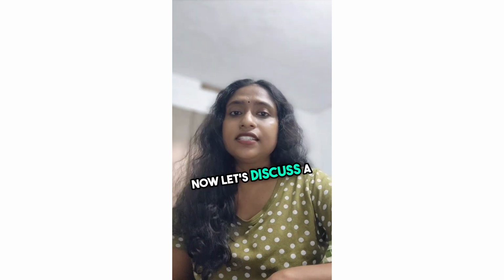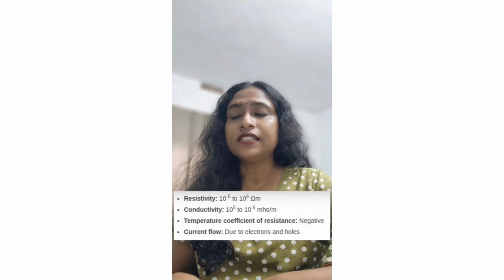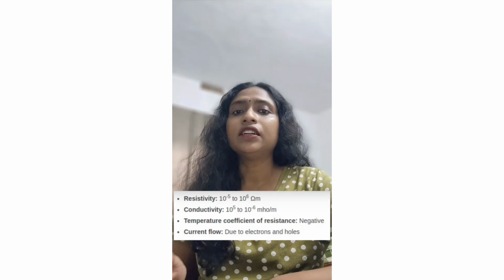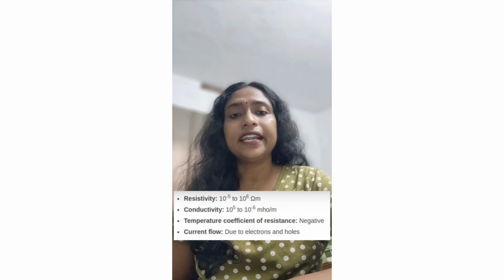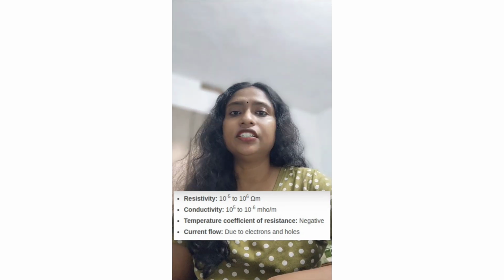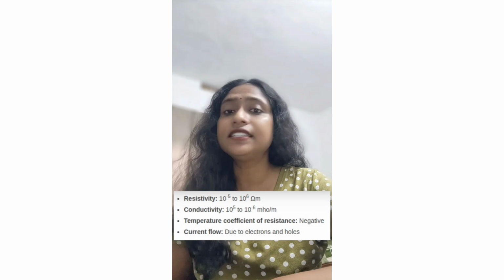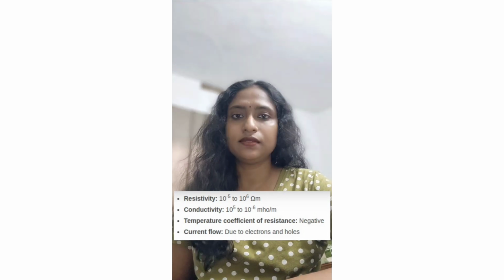Now let's discuss a few important points to be remembered about semiconductors. First one is resistivity, 10^-5 to 10^6 ohm meter. Conductivity, 10^5 to 10^-6 mho per meter. Temperature coefficient of resistance is negative. Current flow is only due to electrons and holes.